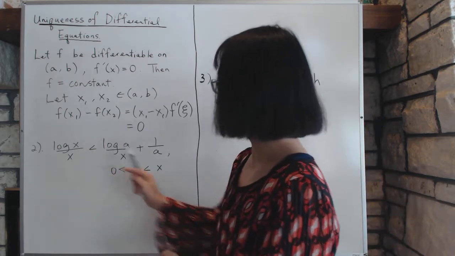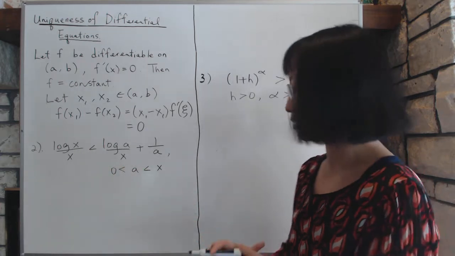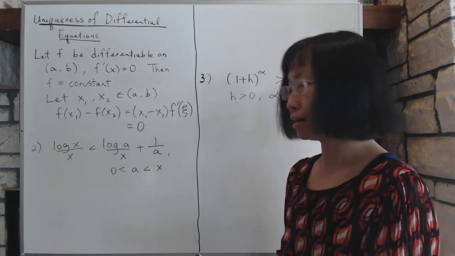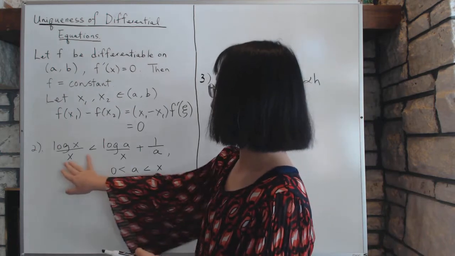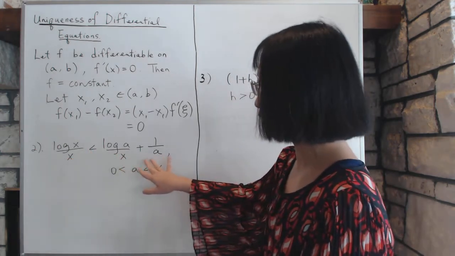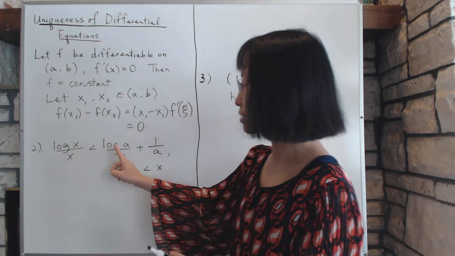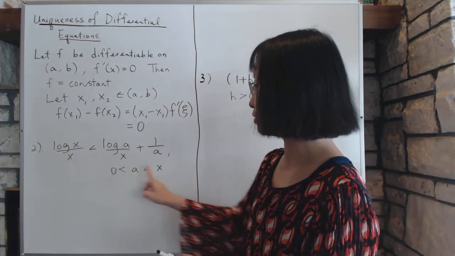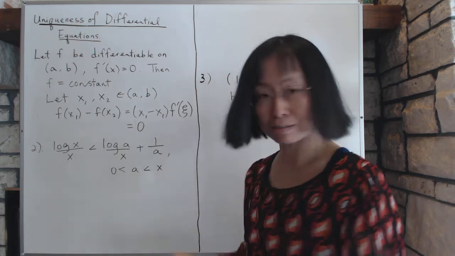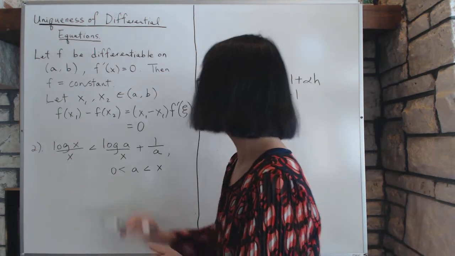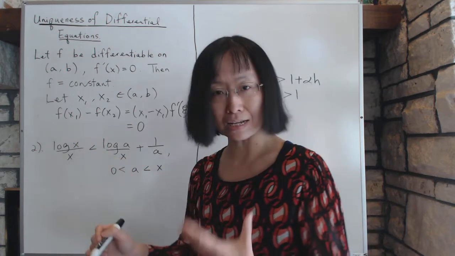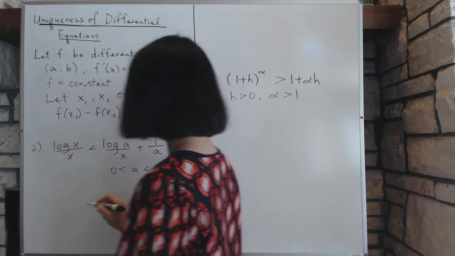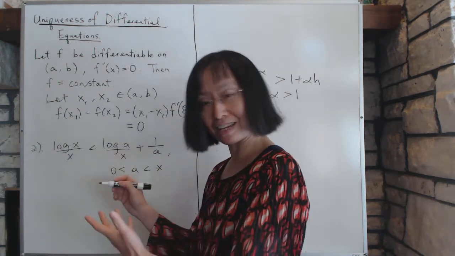that we will use to demonstrate the power of the law of the mean, being able to solve certain weird inequalities. Now, to prove this inequality, which says log x over x must be less than log a over x plus 1 over a, if a is between 0 and x, and x is bigger than 0, of course, being that it's a log. And remember, log means natural log only in advanced mathematics. So let's prove it by pulling a trick and hope that everything comes out.